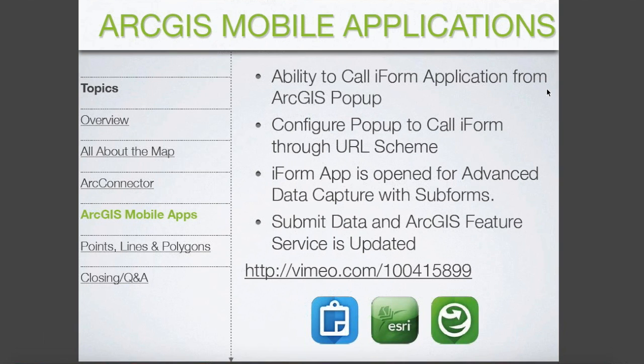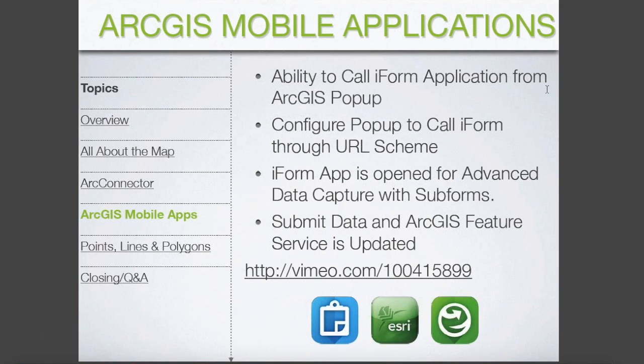In your map, you'd configure a specific Popup, and that would call the iForm through a specific URL scheme. Each app has its own URL scheme, and I'll go into a little more detail on how to configure that scheme shortly. Essentially, in this scenario, the iForm app is opened, and you can capture all of your data with the application, and then submit that data to the server.